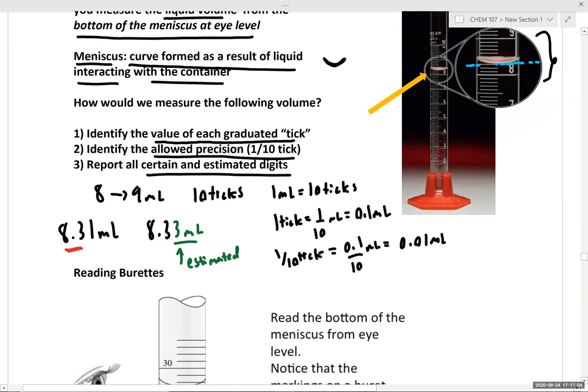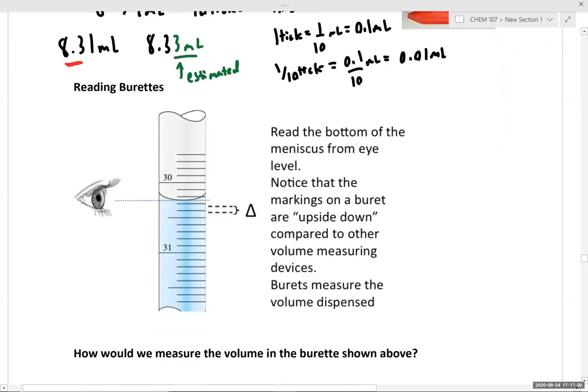Wonderful. We're now going to look at a piece of glassware that often gives students a lot of difficulty. And these are called burettes. Now, just looking at a burette, does someone notice something odd about the graduated marks in a burette? Does anyone notice anything odd?